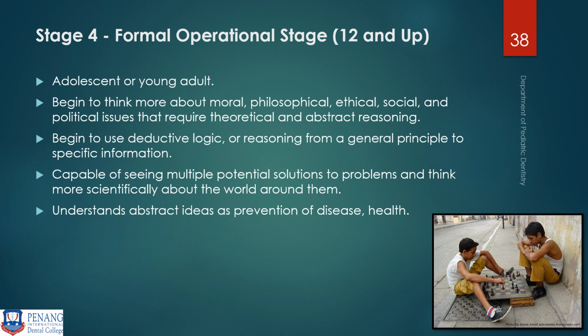So they now are able to understand, and they begin to use deductive logic, or reasoning from general principle to specific information. This is the opposite of inductive logic reasoning. They are also capable of seeing multiple potential solutions to a problem, and they think more scientifically about the world around them. So basically they are a very smart group of children, and they're able to understand abstract ideas like prevention of disease, the concept of health and the concept of well-being.